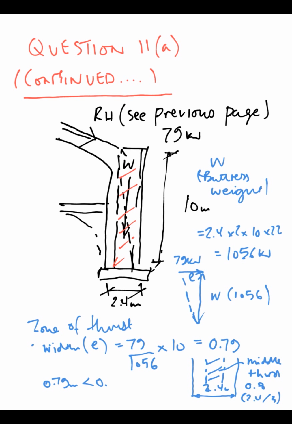We know now that our zone of thrust is 0.79. This is less than 0.8, which is within the middle third. So by the criterion we've set, the buttress stabilises the arch.